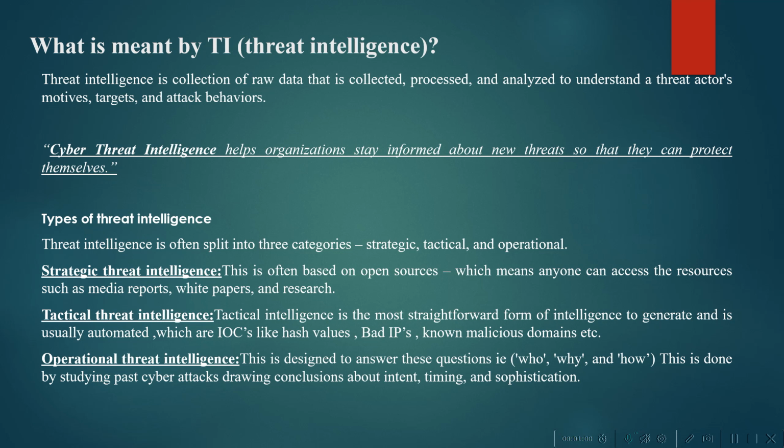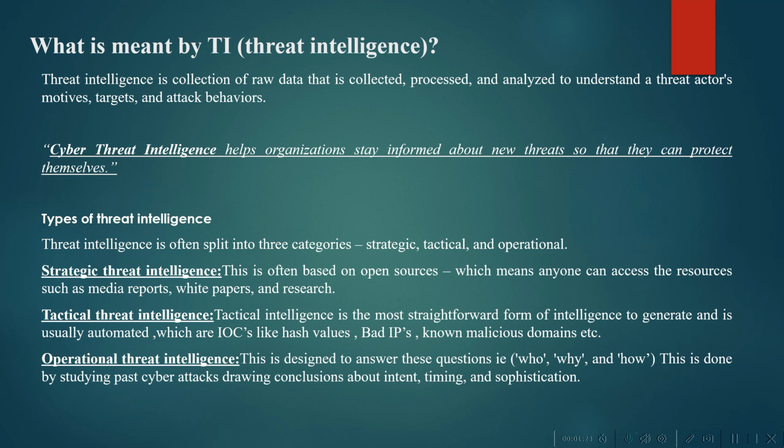And there are different types of TI intelligence. They are strategic, tactical, and operational. Strategic means it's just data collection regarding the threats from media reports, white papers, and research notes. In the case of tactical, it is the most common and the automated one that we will be using, especially in SOC and cybersecurity environments.